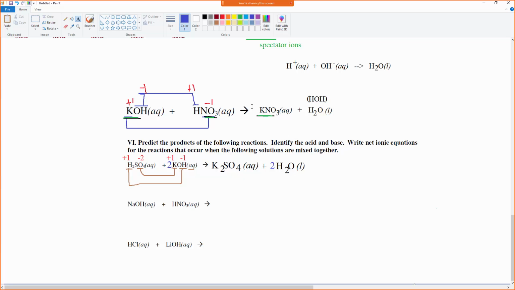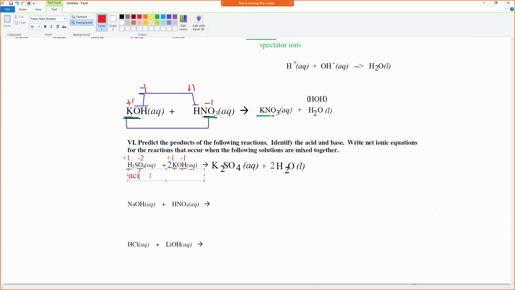Ooh, it says we need to identify the acid and the base. Which of these two things was the acid? Which was the base? Good, the H2SO4 was the acid because it provided the hydrogen. That makes the KOH the base, and that makes sense since it provided the hydroxide.